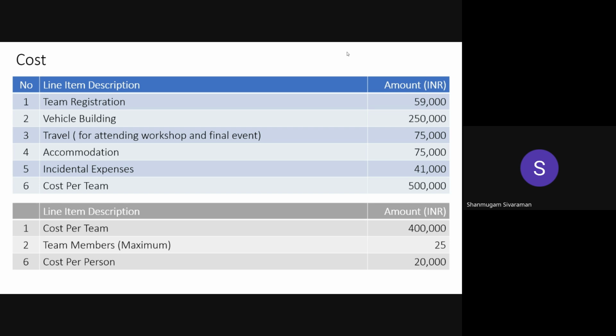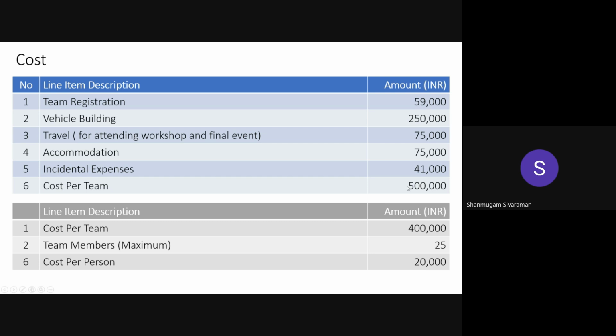Now look at cost per person. Cost per team is 5 lakhs, so that number has to be corrected. That's 5 lakhs divided by 25 people, roughly 20,000 per person. This is the per person investment. Now let us look at what the benefits are.